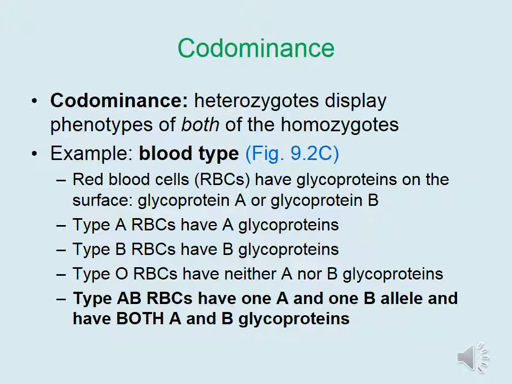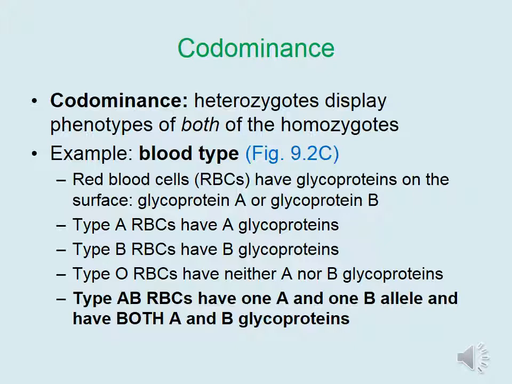An example of codominance is in blood type. But let's start at the beginning. Red blood cells have glycoproteins on their surface. Recall that glyco means sugar, so these are proteins with sugars attached. Red blood cells have glycoprotein A or glycoprotein B. It follows then that type A red blood cells have A glycoproteins, while type B red blood cells have B glycoproteins. Type O red blood cells have neither A nor B glycoproteins.